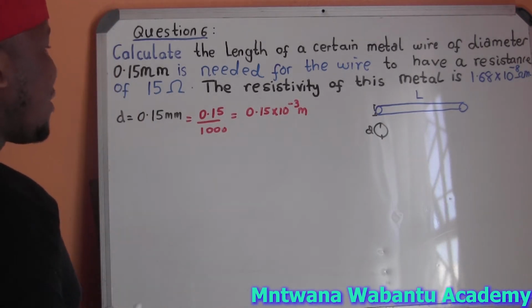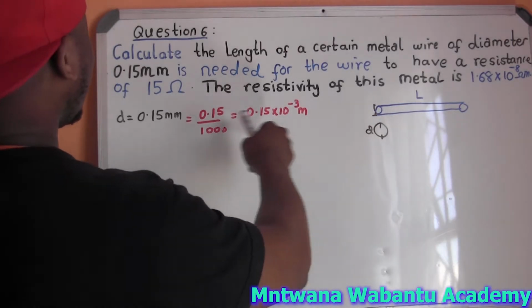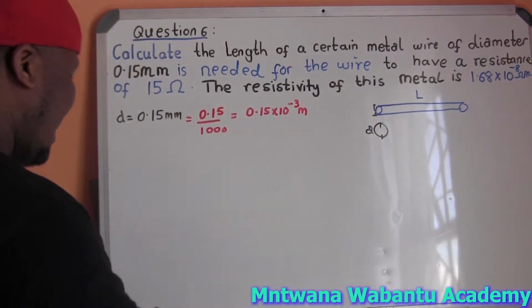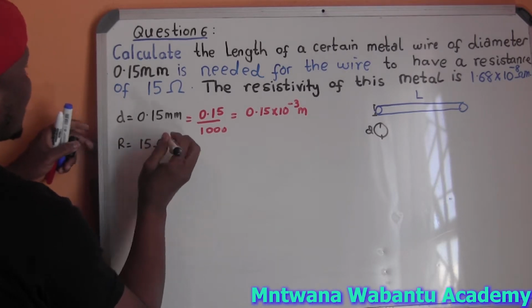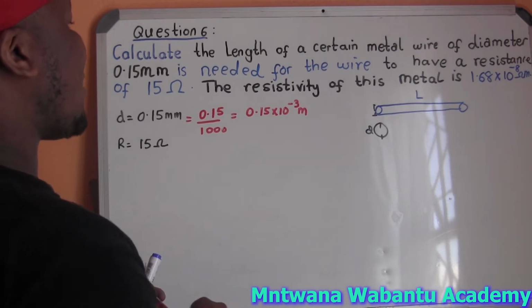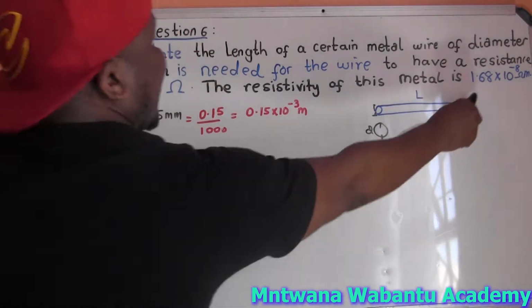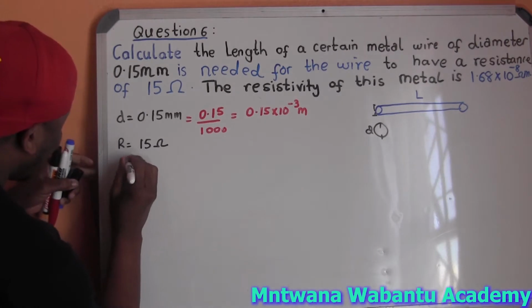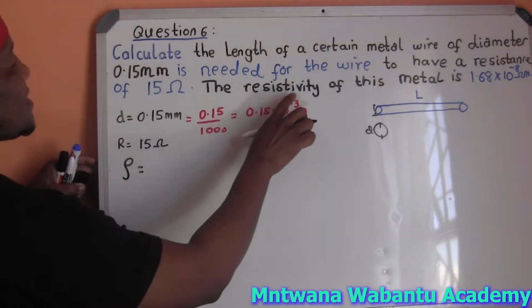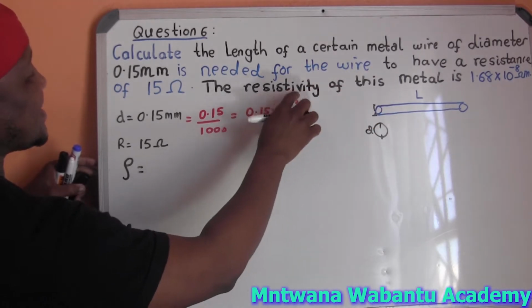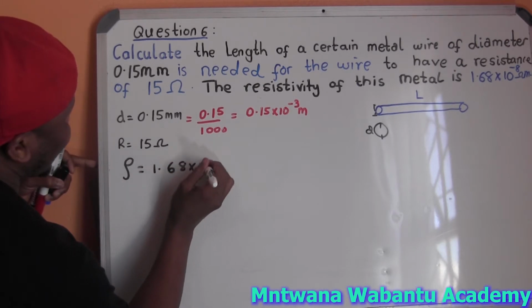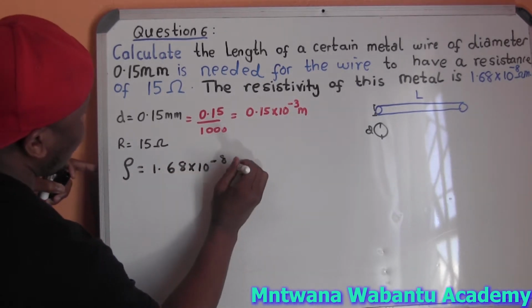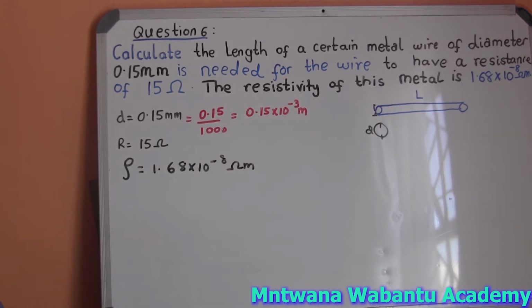But now, they say this wire has a resistance. So resistance of the wire equal to 15 ohm. And then they say the resistivity of this metal is 1.68 times 10 power negative 8 ohm meter. So what do we want? They say calculate the length. This is one of the easiest questions.